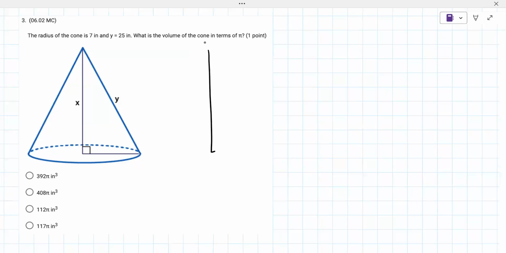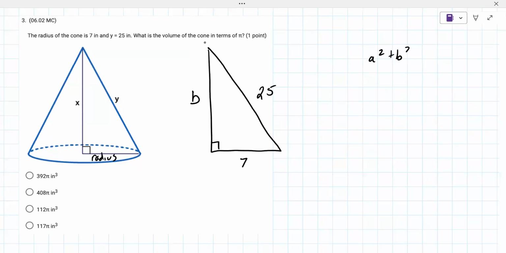So again, we've done this a number of times where you have to take away the triangle from this. The radius is down here. That's 7 and this is 25. So will you use the Pythagorean theorem and solve this for b, please? That's a squared plus b squared equals c squared. So 7 squared is 49.